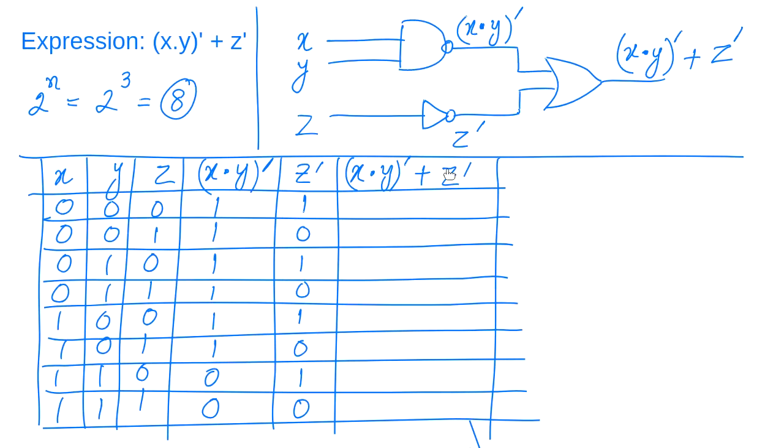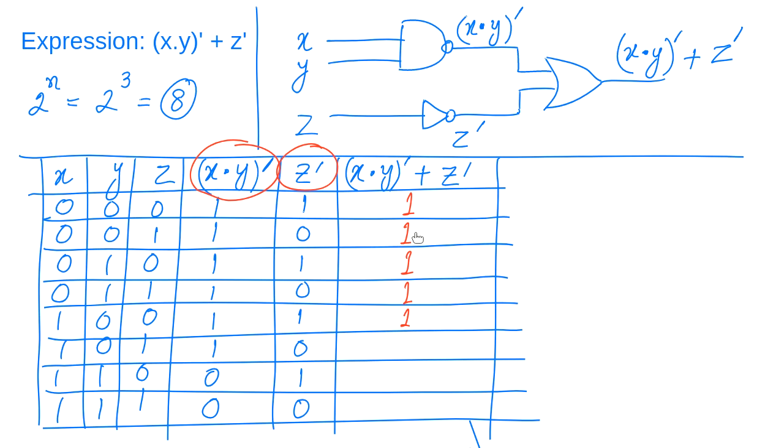Okay, so for the last column, you have to simply add this plus this, which I circled in red. Now there is no inversion, it is simple addition. An OR gate does simply addition, that's it. So 1 plus 1, the answer will be 1. 1 plus 0, again 1. 1 plus 1, again 1. So wherever even one input is 1, the output will become 1.